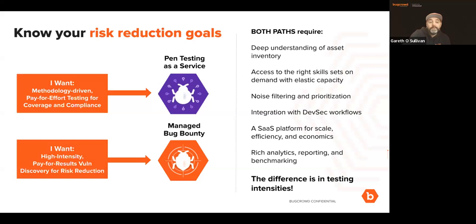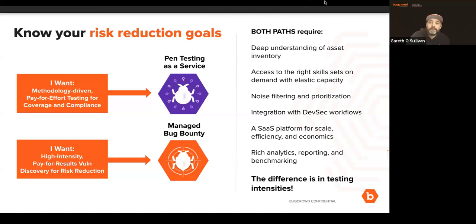And moving forward, I think it's also good to get a sense of revisiting what your risk reduction goals are. We can do both pen testing and bug bounty, and they can do different things for organizations. Pen testing is obviously a methodology-driven engagement type, pay for effort, where you get coverage and it helps with compliance, although we do see organizations using bounty for compliance now as well. But if you want high intensity, pay for results output, then bug bounty is the way forward. And it's a great way to do risk reduction.